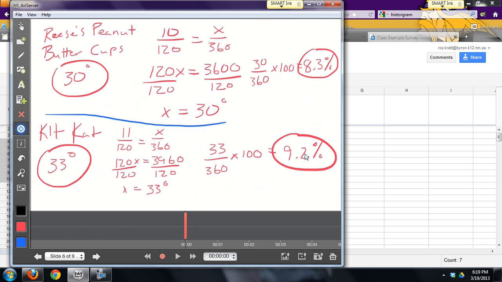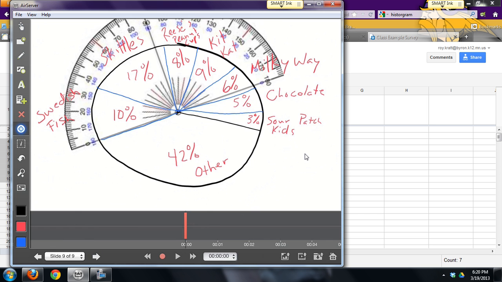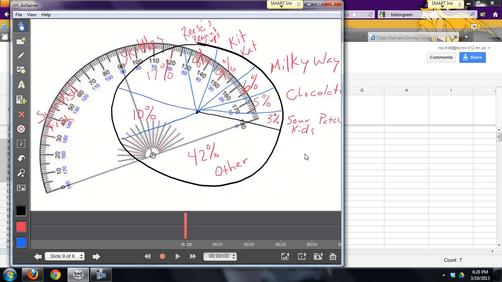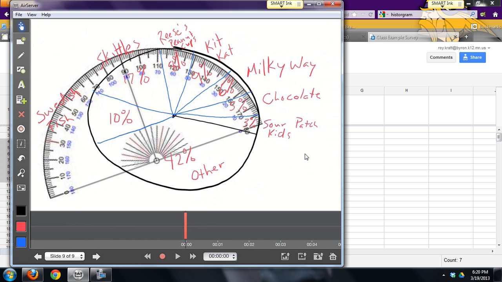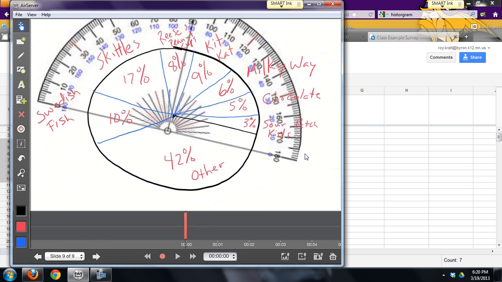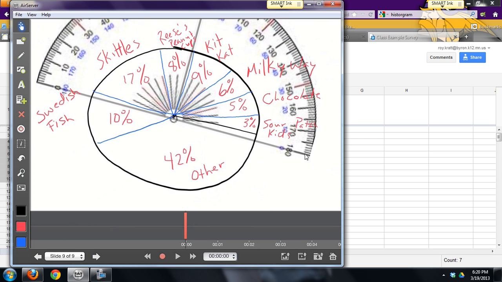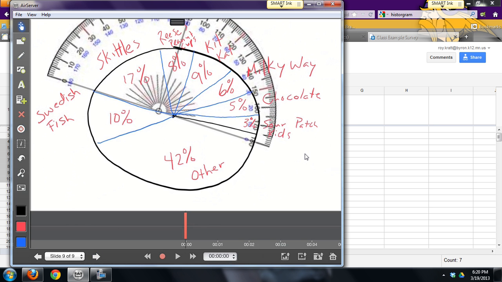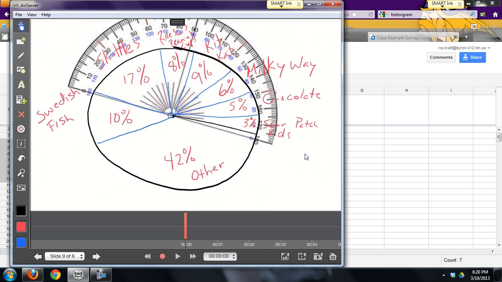Okay, now let me go back to my circle chart. Again, here's my Skittles section. Now I need to move my protractor around a little bit. It sometimes gets a little tricky because when you're grabbing your protractor, it might move your circle, so you just have to be a little careful. It takes some time. Right now I see my protractor is too big, so I need to shrink it down a little bit so I can see the numbers on my protractor.